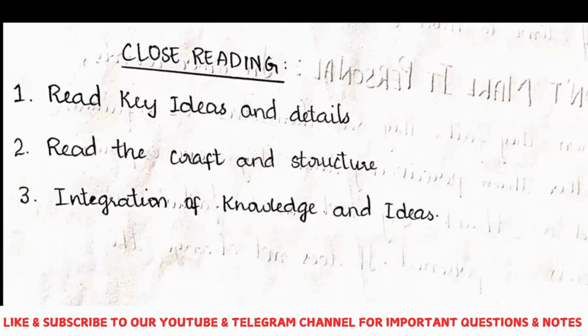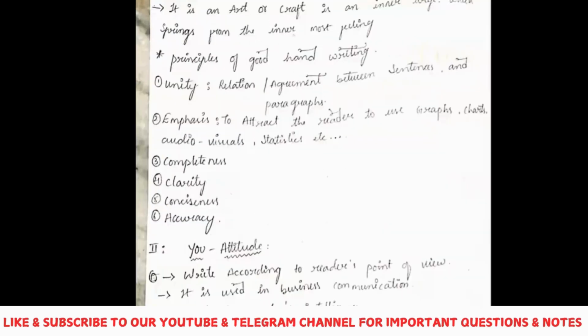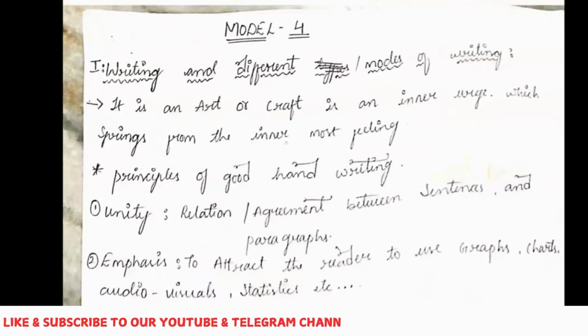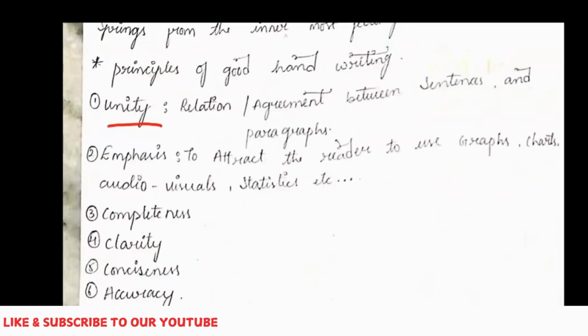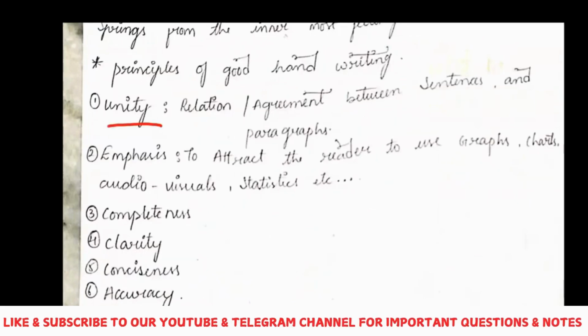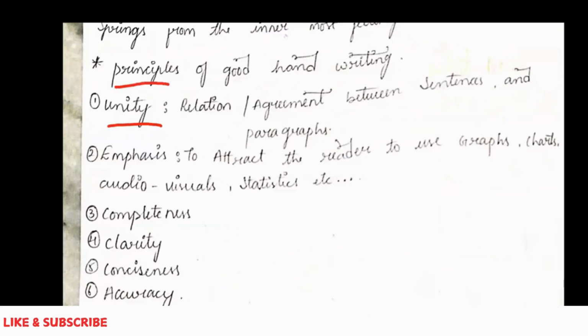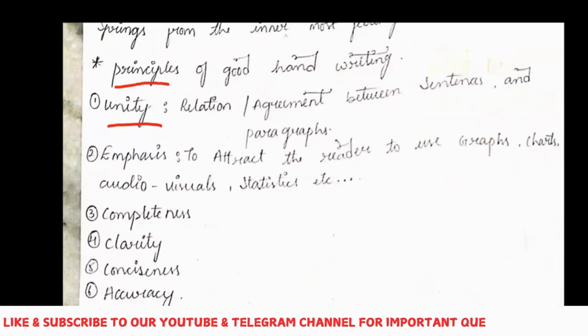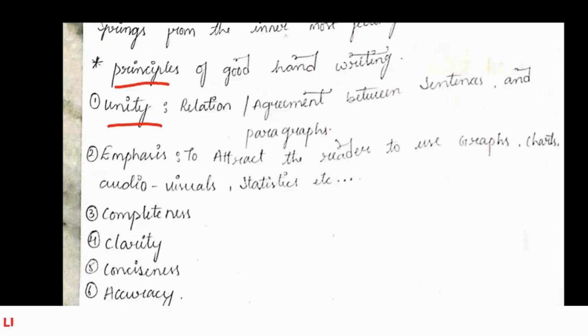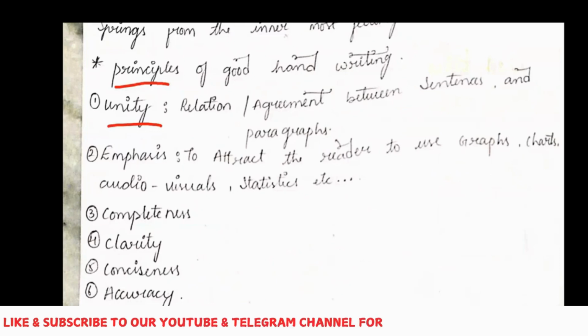Principles of good writing. What are the principles? Unity is there. Unity means the relationship, the agreement between sentence to sentence and passage to passage. What you are writing in the first sentence should be connected to the next. It should be related with the second sentence. If you are writing a paragraph, the first paragraph should be related with the second paragraph. These paragraphs, sentences, words, linkers, adverbs, and connectives we are using should be interdependent. It should be related to each other. That is unity.